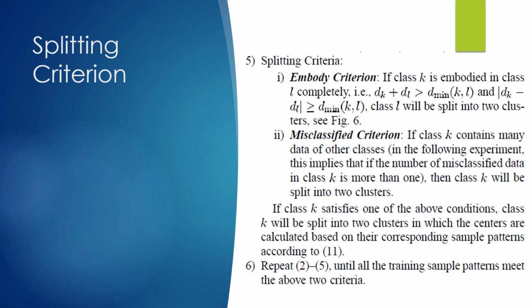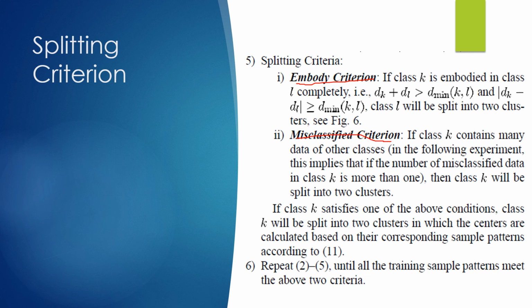The splitting criteria can be of two kinds: an embodied cluster or a misclassified criterion. The embodied criterion deals with the case where one class K is completely enclosed within another class L. So L, being the superclass, will have to be split into two subclasses or subclusters. And if class K is partially sharing some data points with another class, then we'll have to split class K into two clusters in order to reduce the misclassification rate.